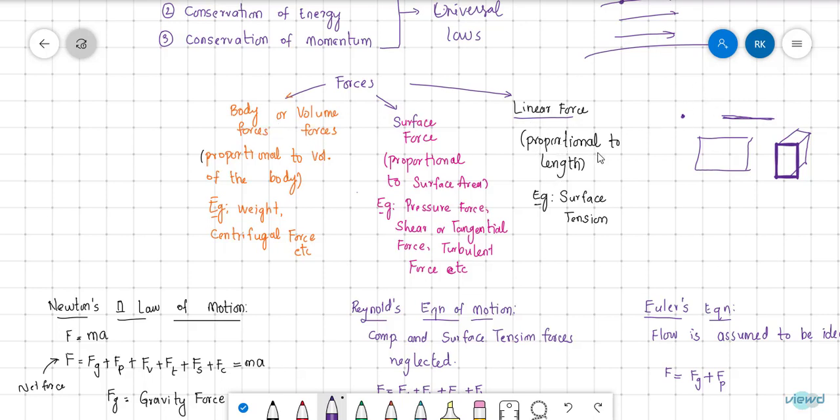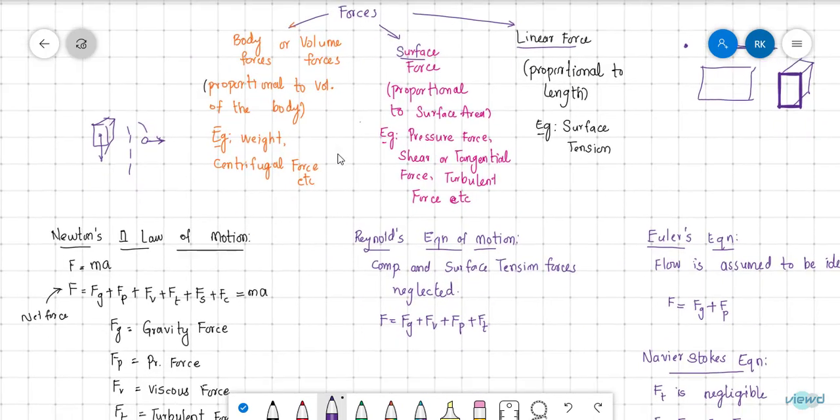Linear force is proportional to length, and an example is surface tension. Surface forces are proportional to surface area, the forces which act on surfaces. Those are pressure force, shear or tangential force, and turbulent force. Body force is proportional to the volume of the body: the weight of the body which acts downwards, and centrifugal force. If this is the center and it is rotated, then centrifugal force acts outwards. That depends on the volume of the body, so that is also a body force. So these are the different types of forces.